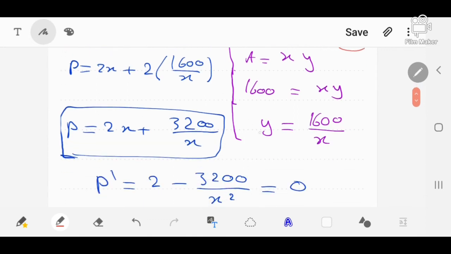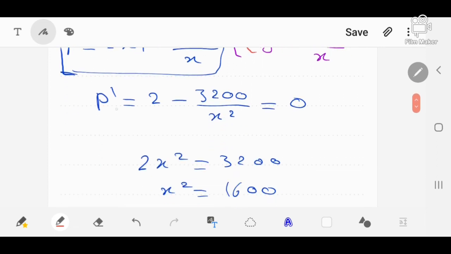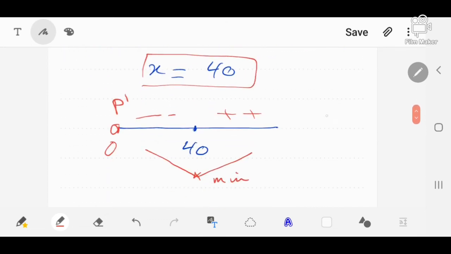Then you need to derive. After you derive, you need to check the sign to check for minimum or maximum. That's it, and I hope that you understand. Good luck.